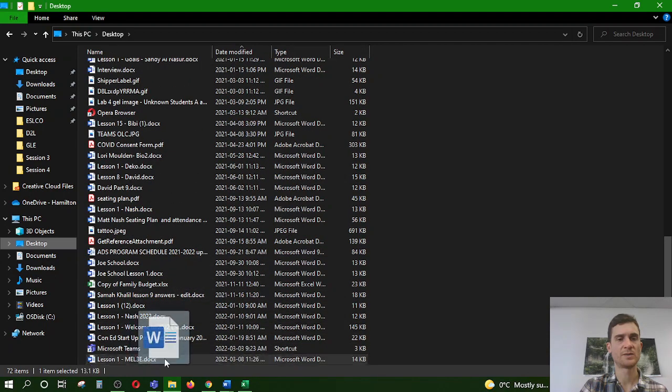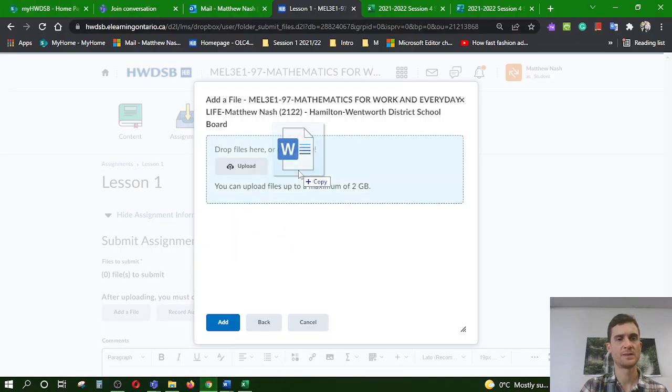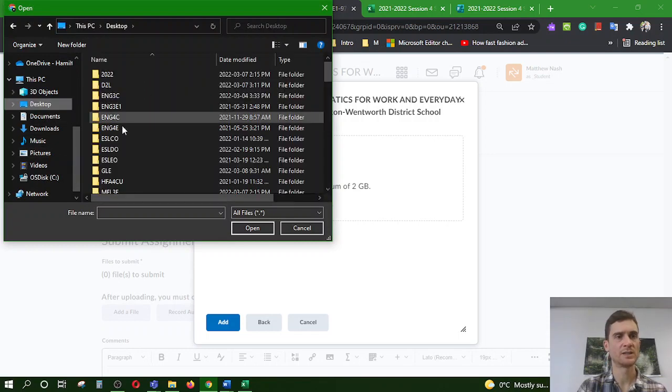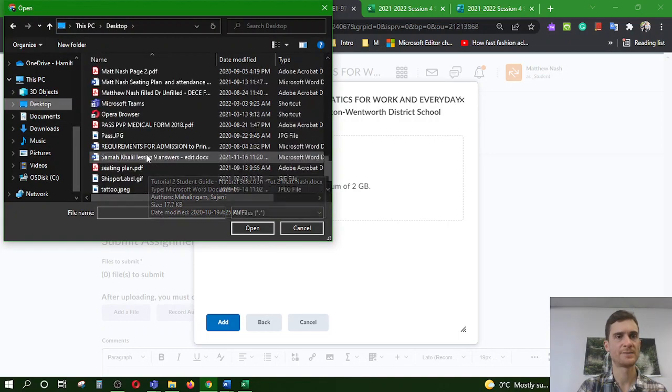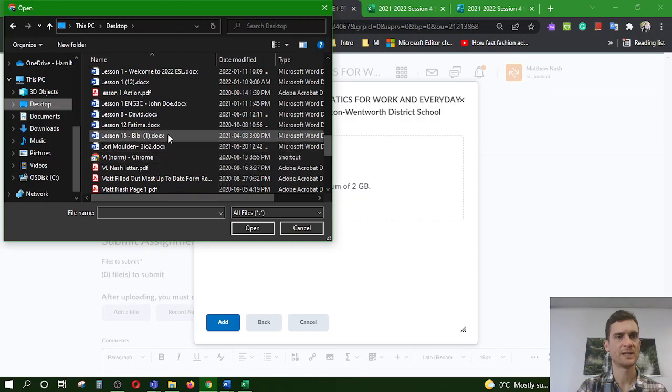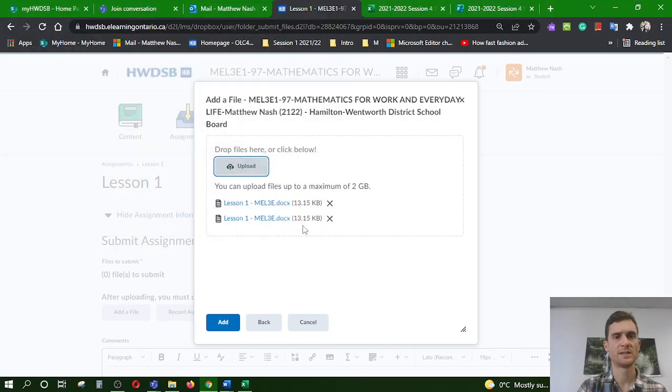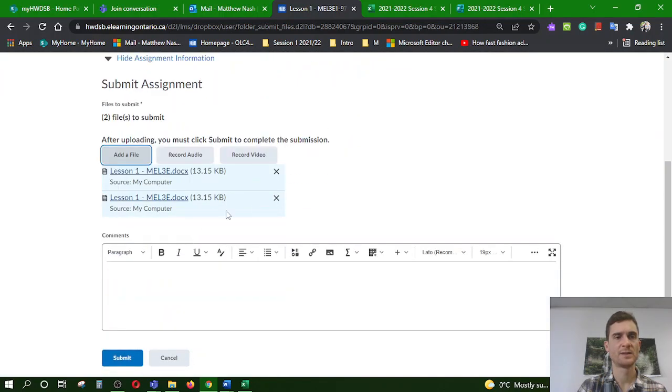Find lesson 1 MEL3E. You can also click upload if that's a little bit tricky for you. You can click desktop and then you can find it. I named it lesson 1 MEL3E so I could find it, so there it is. I downloaded it twice, why not? Then you click add. I don't really need two, I'll just keep one. And then you can click submit.